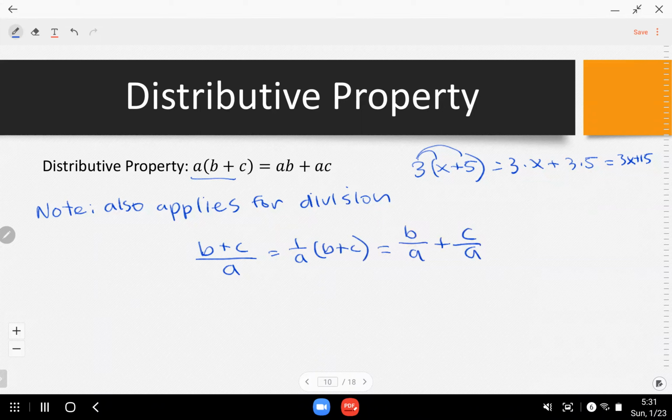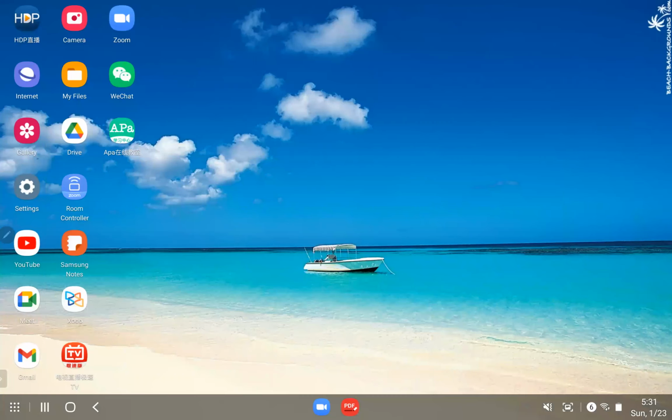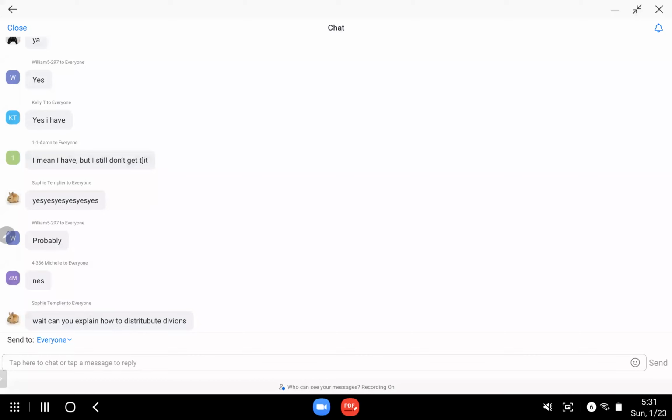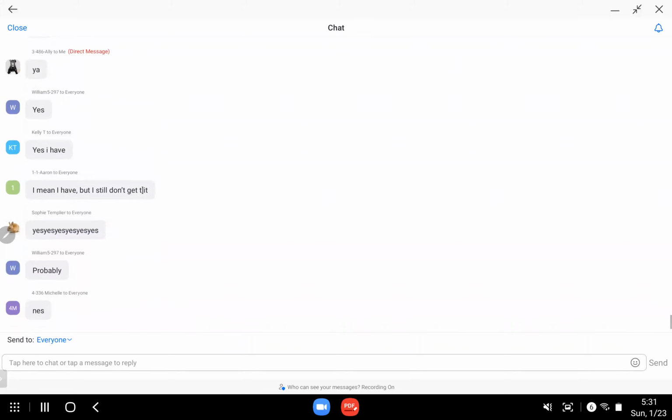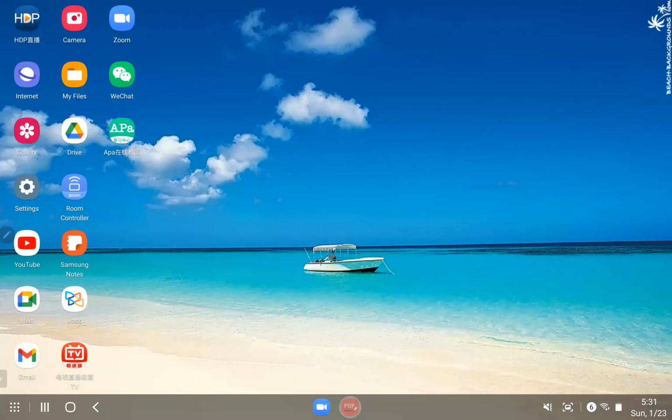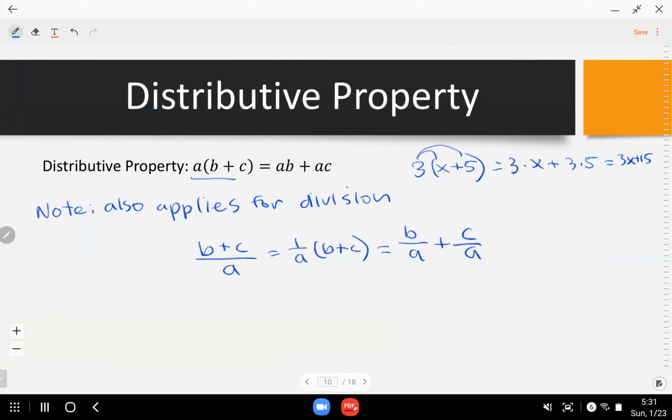So any questions about this distributive property? Pretty self-explanatory, right? How to distribute division? Okay. Do you want me to explain this again?